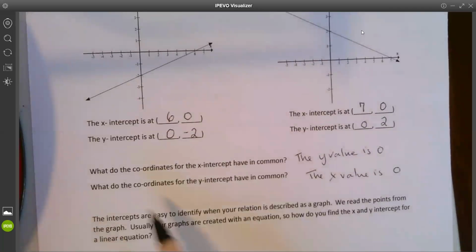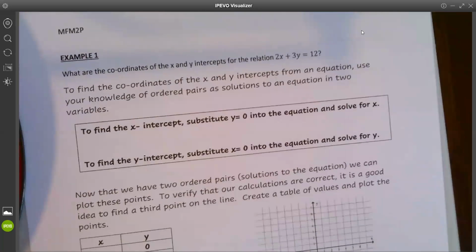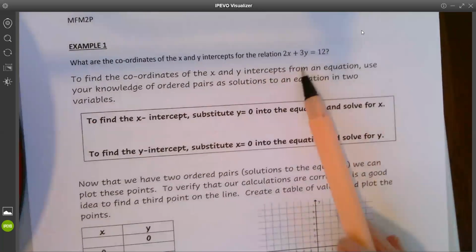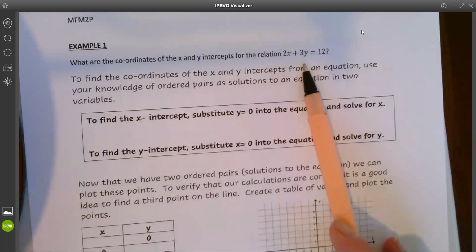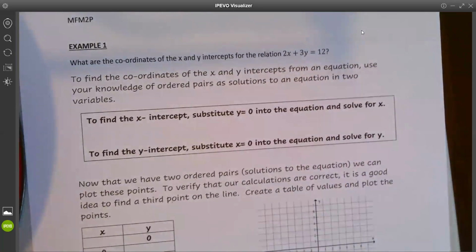So far, what we've been doing is reading off the x and y intercepts from our graph. But what happens when we are working with an equation? How are we going to find the x and y intercepts for a linear equation as opposed to a graph? So I'm just going to flip over to the other side. We have an equation, a linear relation. I know it's linear because it has an x variable and a y variable, and it's degree 1. So I know that the graph for this equation is going to be a straight line.